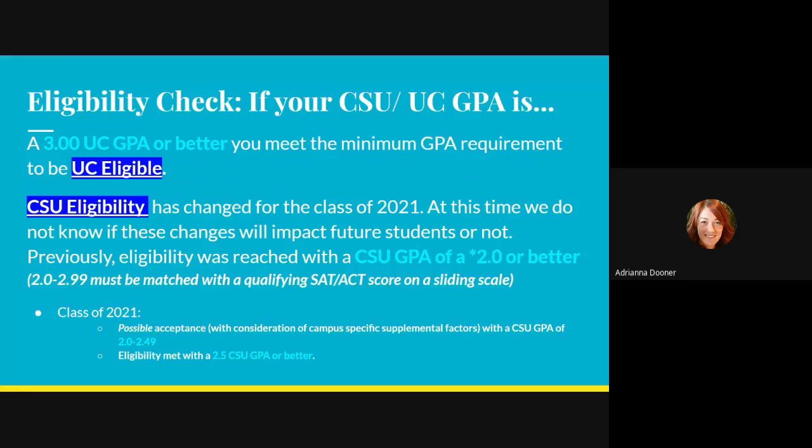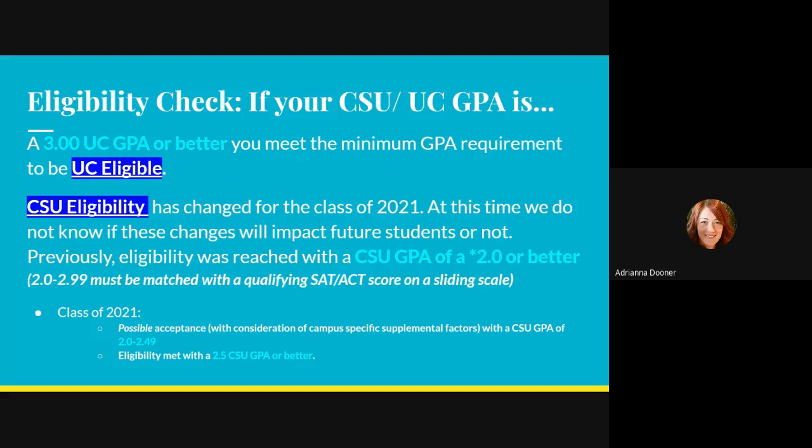So in order for a student to meet the requirements to be eligible for UC, they have to have that GPA be a 3.0 or better. And that's the minimum. The UC system is highly competitive. So meeting just the minimum doesn't necessarily mean acceptance. It does mean eligibility, okay?